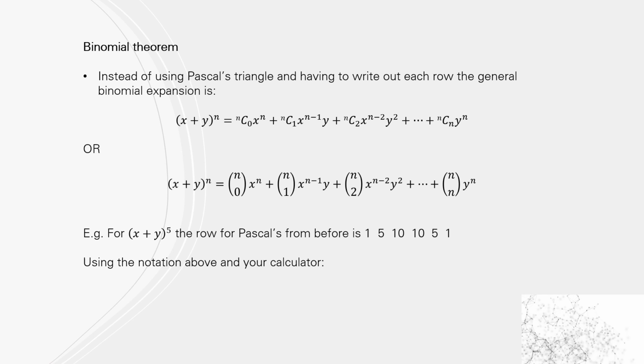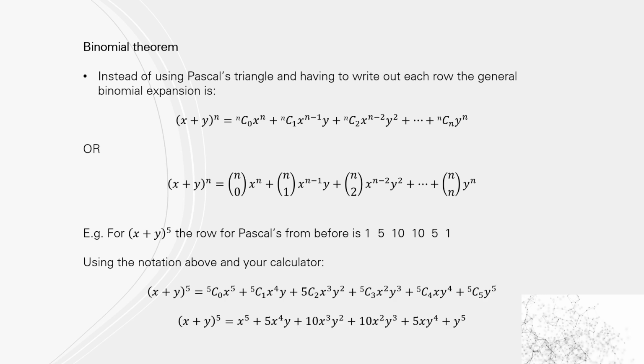Now we can write nC0 or we can put it in a bracket, n over 0, n over 1, just to make it easier for us to write without having to write the C in there. So if you were to do this using (x + y)^5, from before the Pascal's triangle was 1, 5, 10, 10, 5, 1, and we can change that notation, so we'd get 5C0, 5C1, 5C2, 5C3, 5C4, 5C5, and if you did that on your calculator, you would get 1, 5, 10, 10, 5, 1. And so that's what you get.